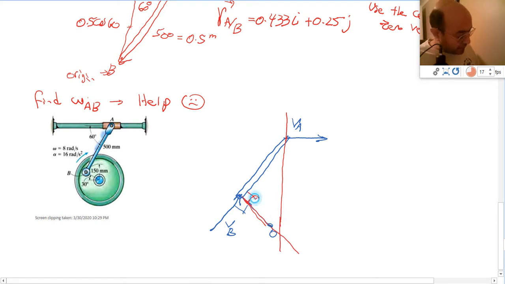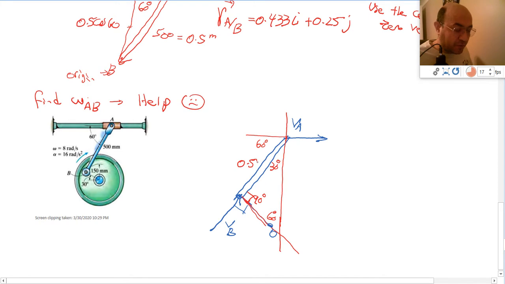So now the angle here is 90 degrees. How much is the angle up here? Again, we know up here this is 60 degrees. The angle here is going to be 30 degrees, 30, 60, and this is going to be 60 degrees. Now what length do we know? We know the length from here to here is 0.5.